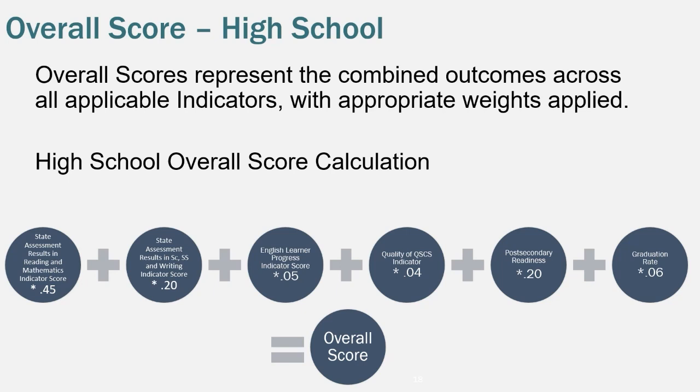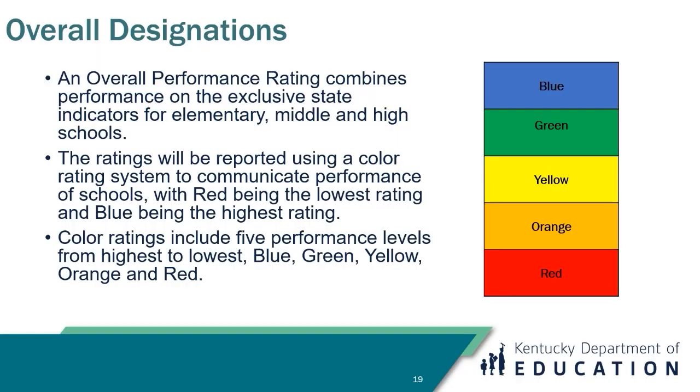This methodology ensures that each accountability indicator contributes in a manner that reflects its weighted significance in the broader calculation of overall score of our high school students. Now, to make this data more digestible and immediately comprehensible, Kentucky adopted a color rating system. At a glance, these colors provide a clear and intuitive sense of a school's performance.